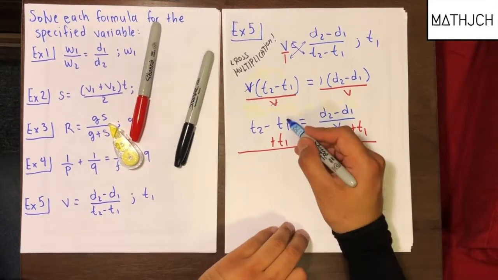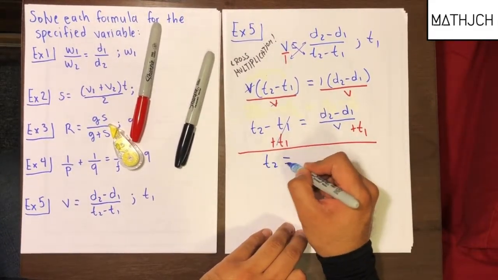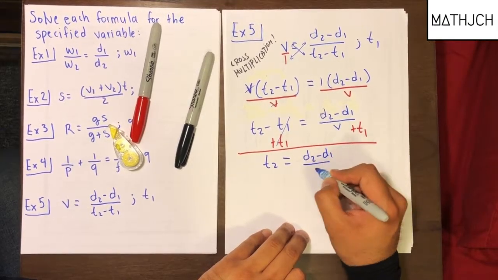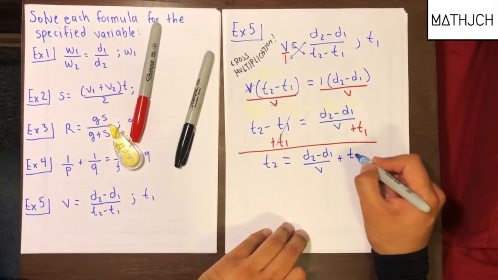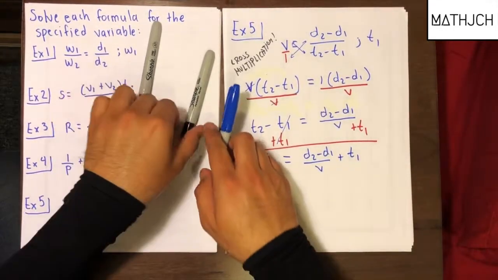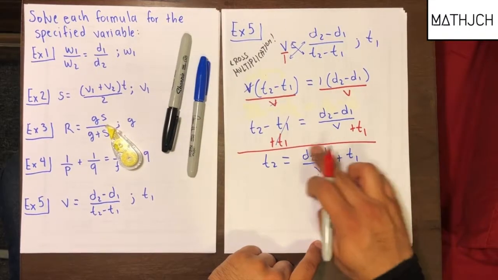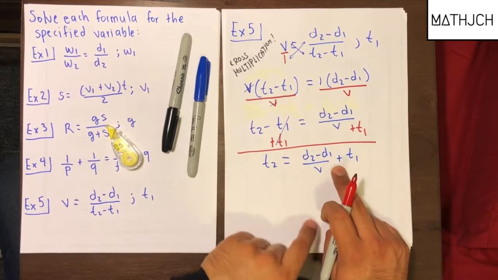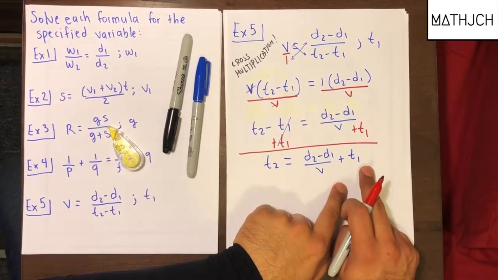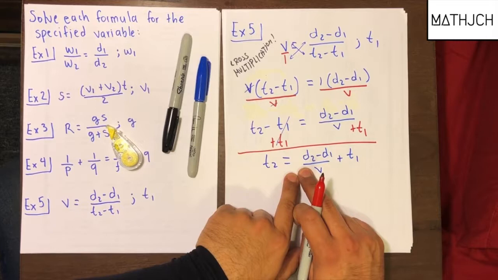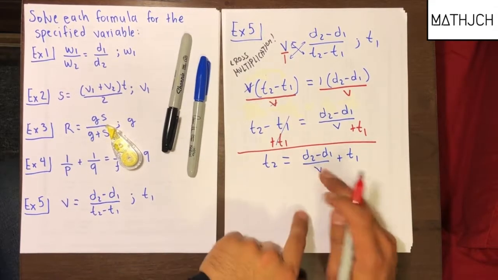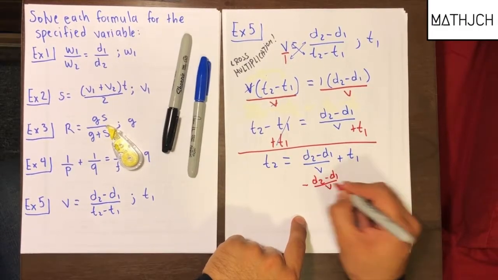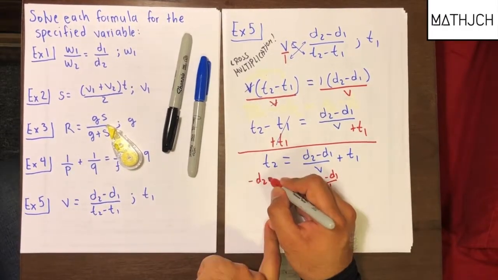And we will have t2 in the left side. And in the right side, we are left with (d2 minus d1) divided by v plus the t1. Notice now, all we have to do is to move all of this term to the other side. But notice that we have a plus between this term and this term. That means that this term is adding, so the opposite of adding is subtracting the whole term (d2 minus d1) over v from both sides.